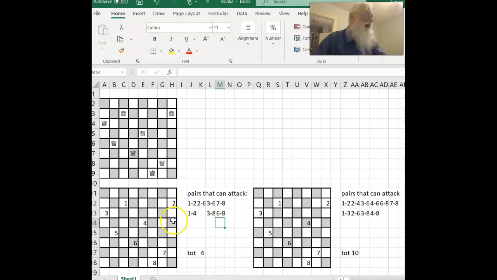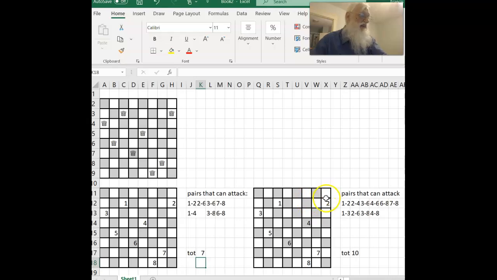And now let's look. Are there any others? 6 to 8. And then when we get to 7, 7 to 8. So there's actually 7 possibilities there, not the 6 that I had thought of originally.